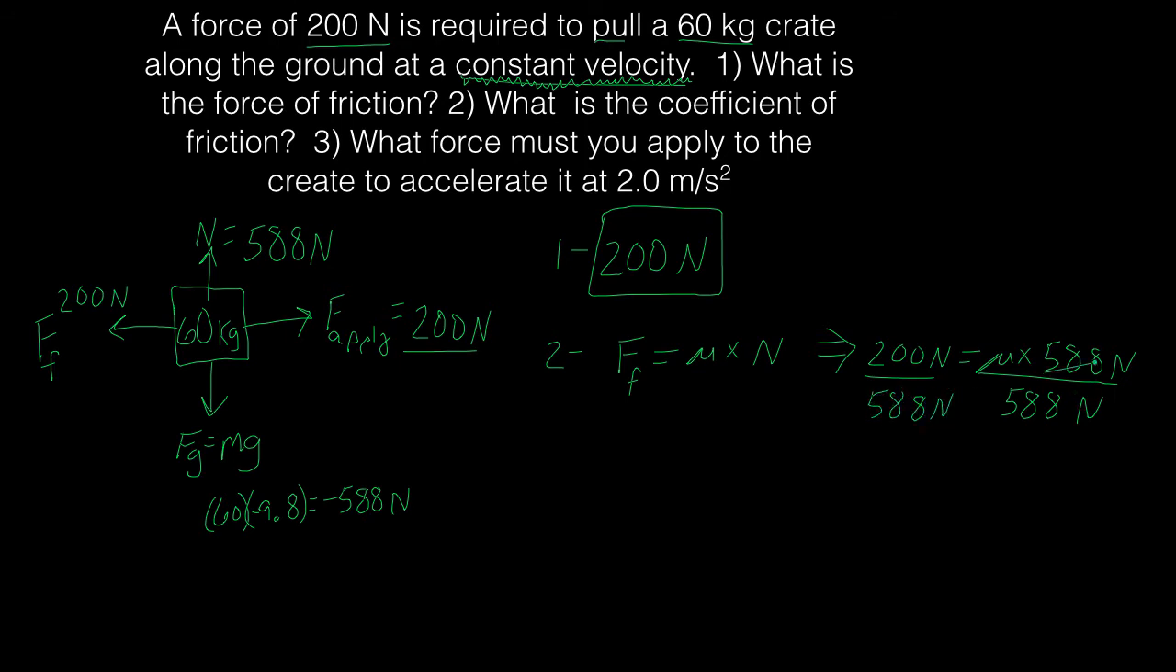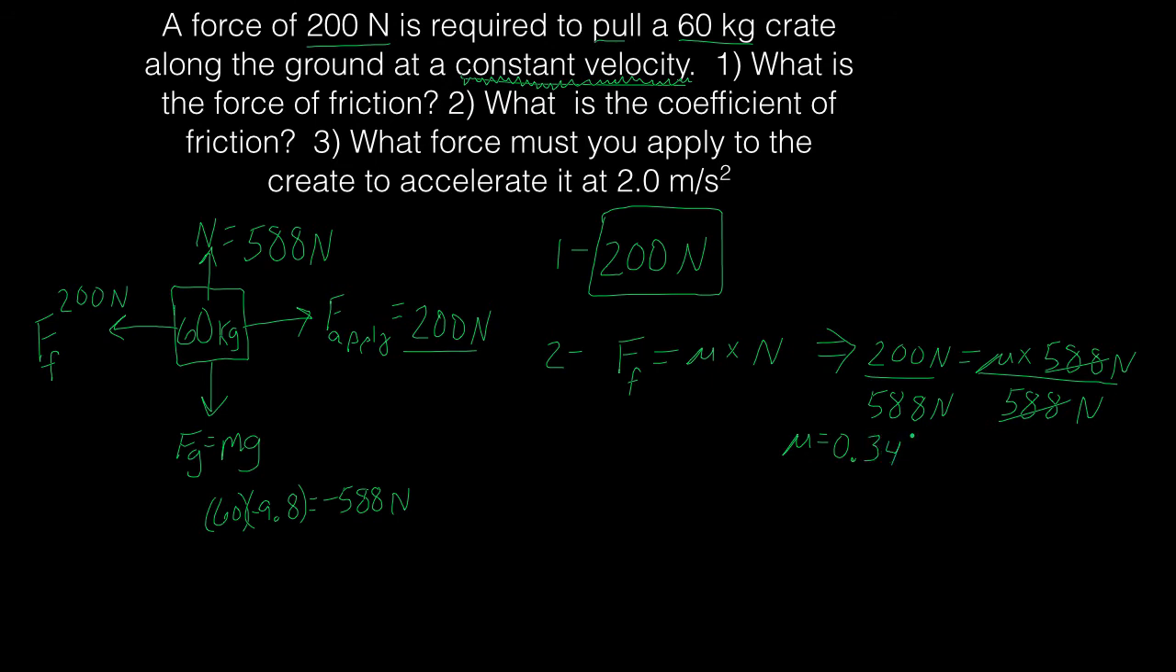Anytime you divide something by itself, you can cancel it out because it's just equal to 1. And so mu is actually equal to 200 divided by 588. So let me put that in my calculator. 200 divided by 588. And I'm getting mu is equal to 0.34.